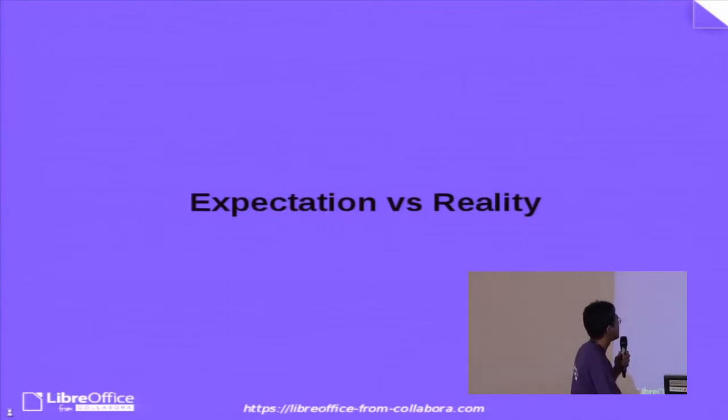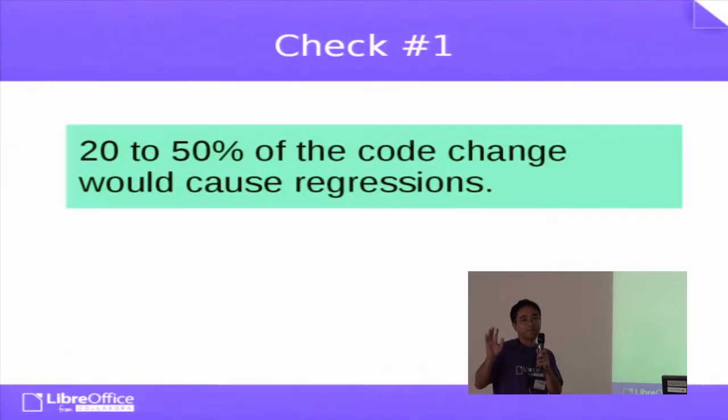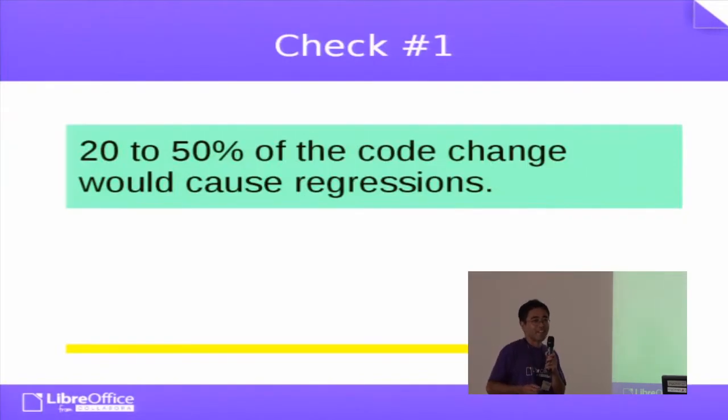Now, expectation versus reality. As I said, this was probably the largest refactoring we ever had to do in Calc core, and we didn't know what to expect. I later realized how naive I was going into this whole situation. Let's go over some of the things that I realized. Check number one. I naively assumed that, you know, I'm very careful. When I make code changes, I do some due diligence to make sure that things don't break and that Calc doesn't crash. So I was expecting maybe 25%, 50% of the code changes made would cause regressions.